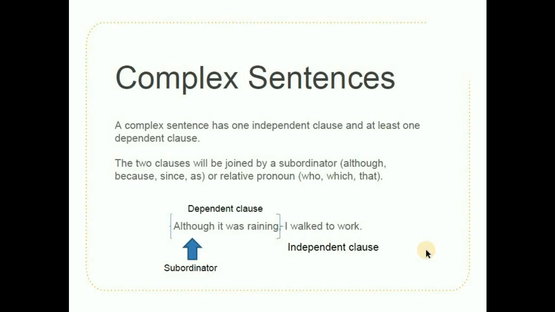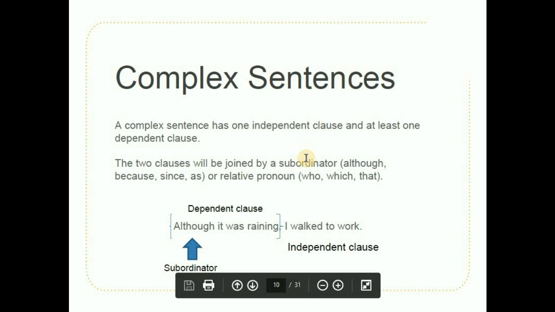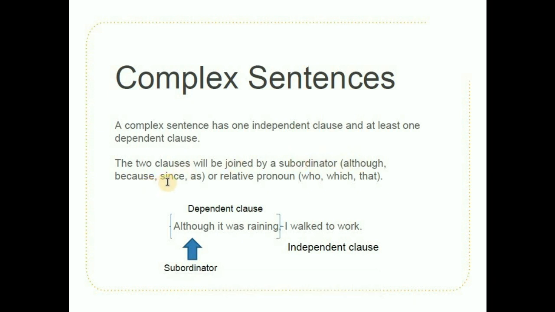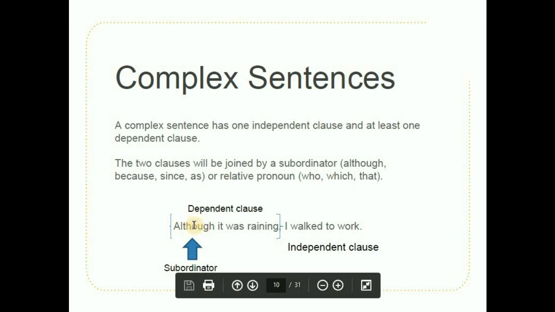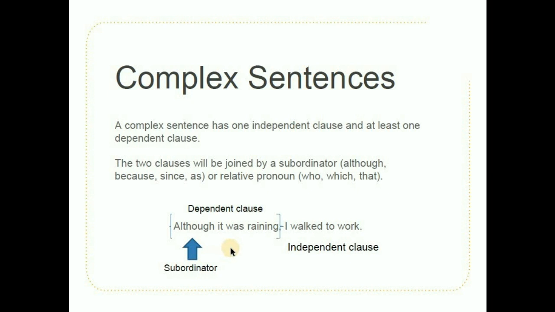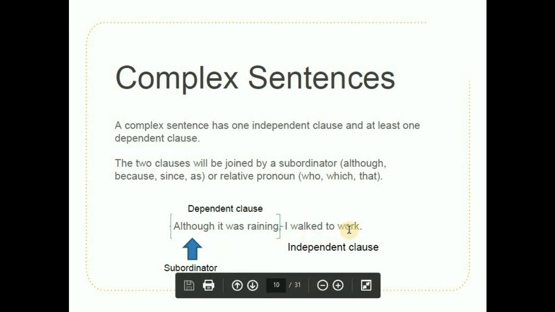A complex sentence is made up of 1 independent clause and at least 1 dependent clause. The 2 clauses will be joined by, as we have seen already, a subordinator, such as although, because, since, as. Here we can see our example, although. Although it was raining, I walked to work. We have our independent clause second, and we have our dependent clause here first. The subordinator is the word although.